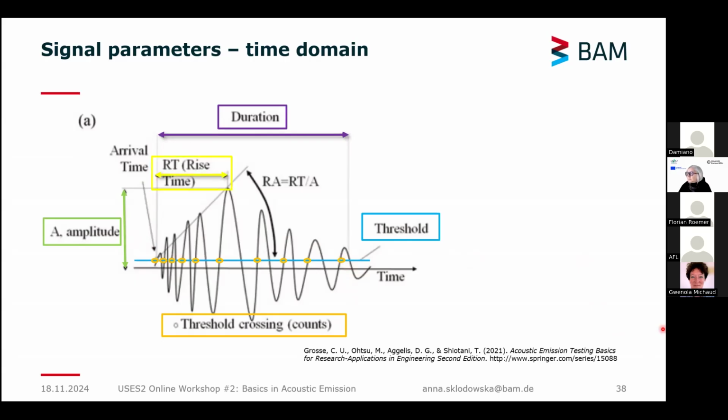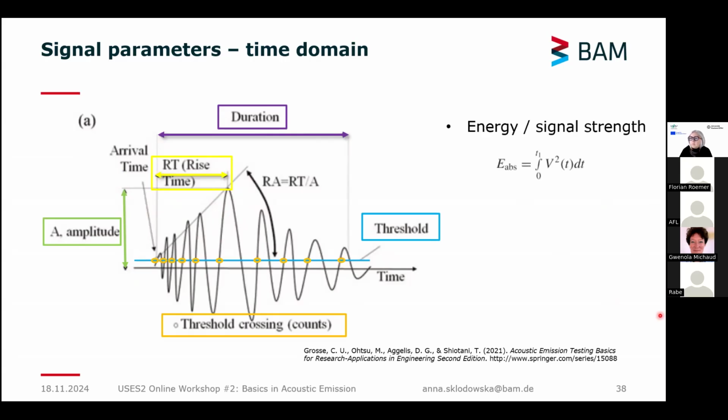Another parameter is the so-called rise time, and this is the time interval between the first crossing and the peak amplitude. This is closely related to the source time function, and it's used to classify the type of the fracture, that I'm going to speak a bit more about in a second.